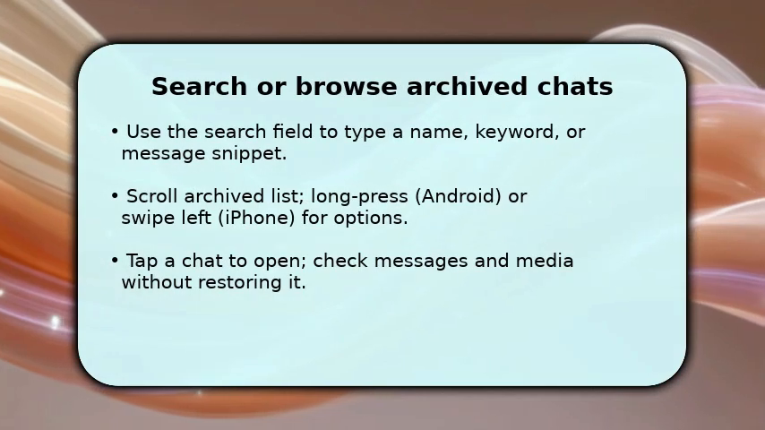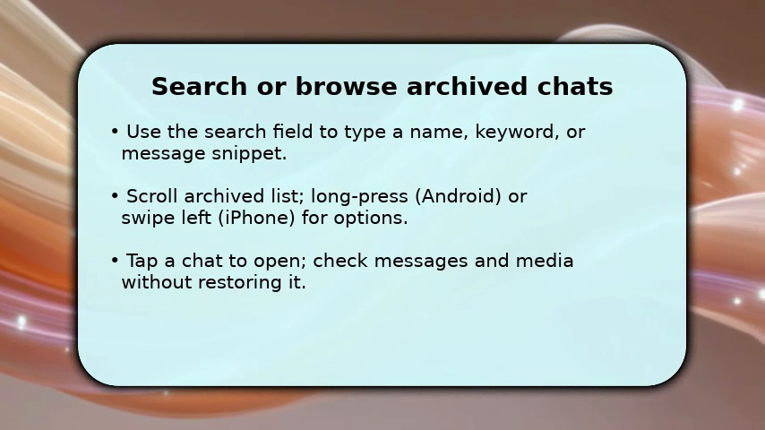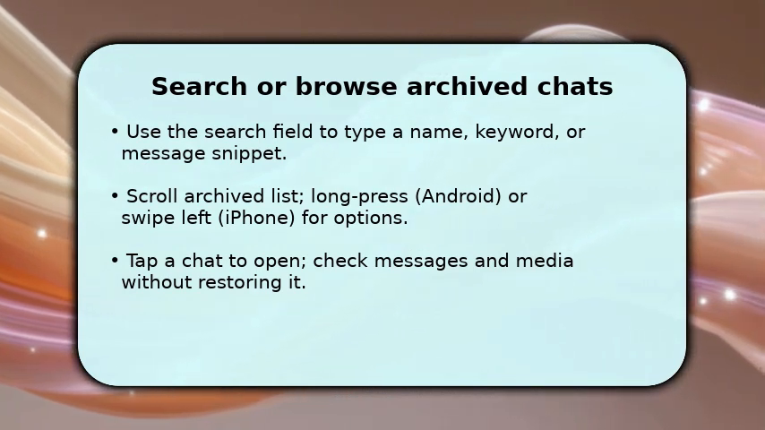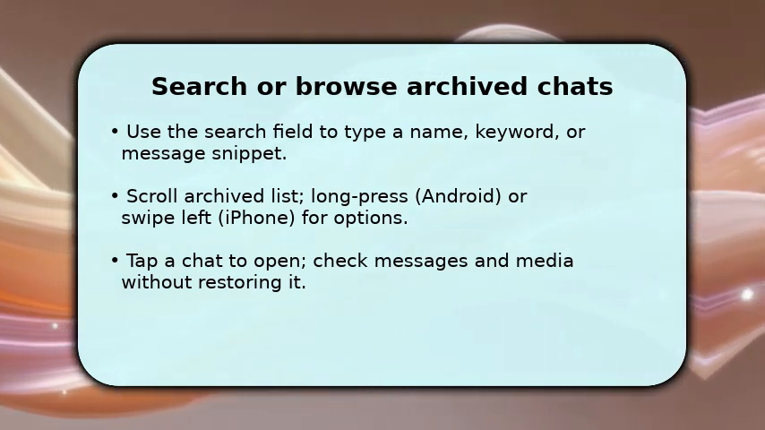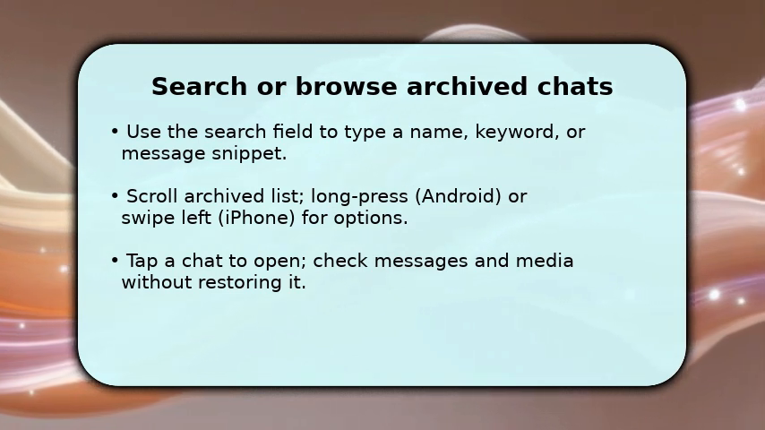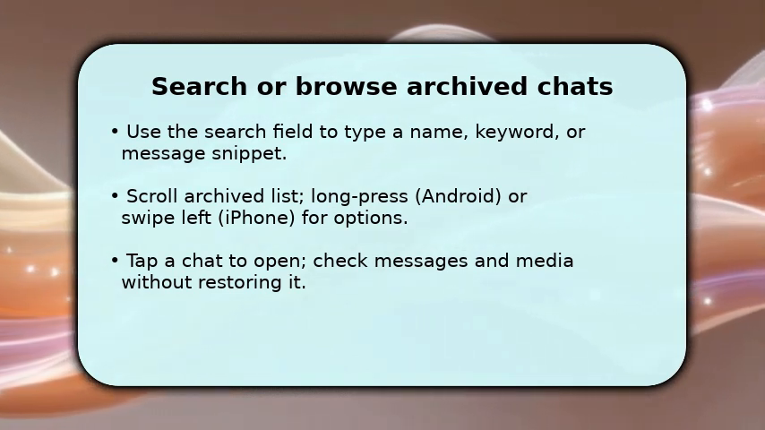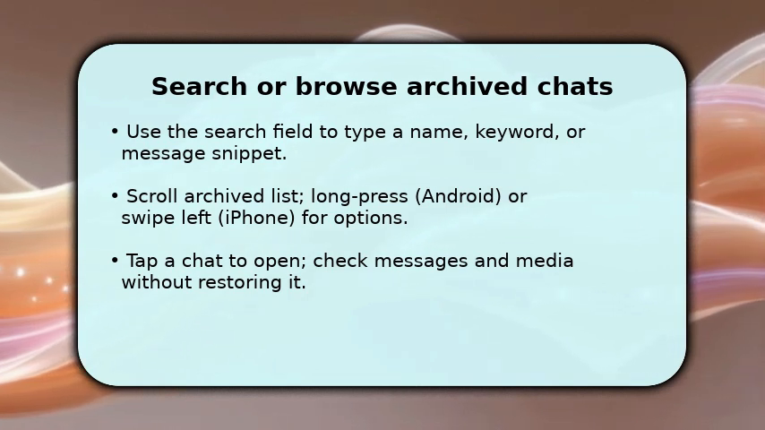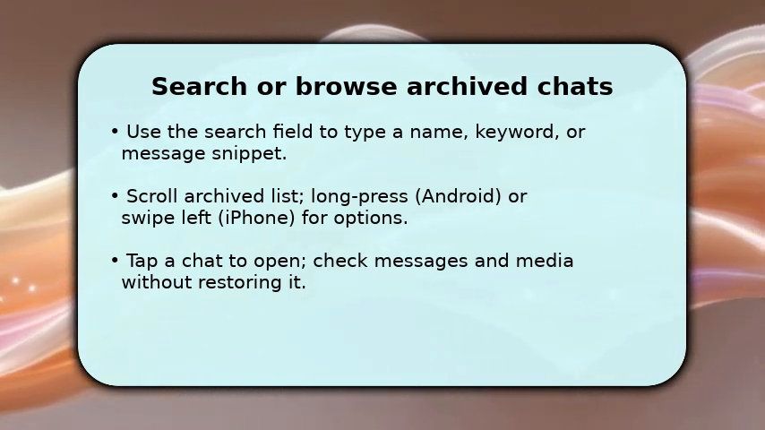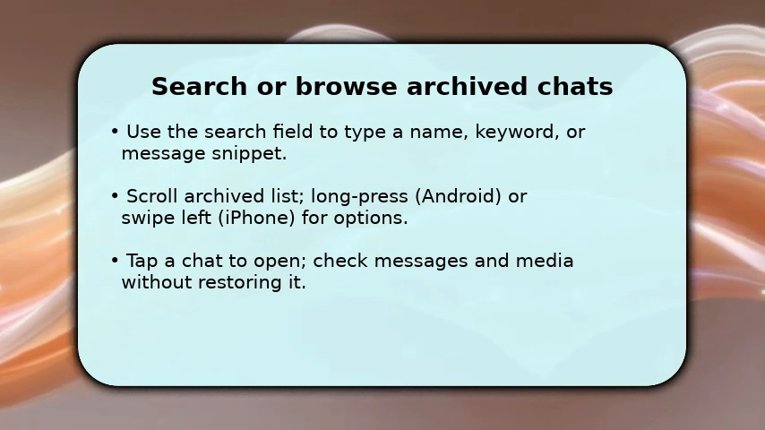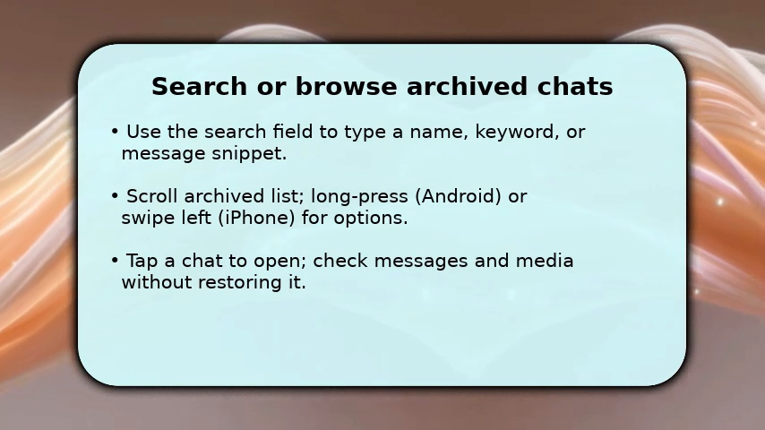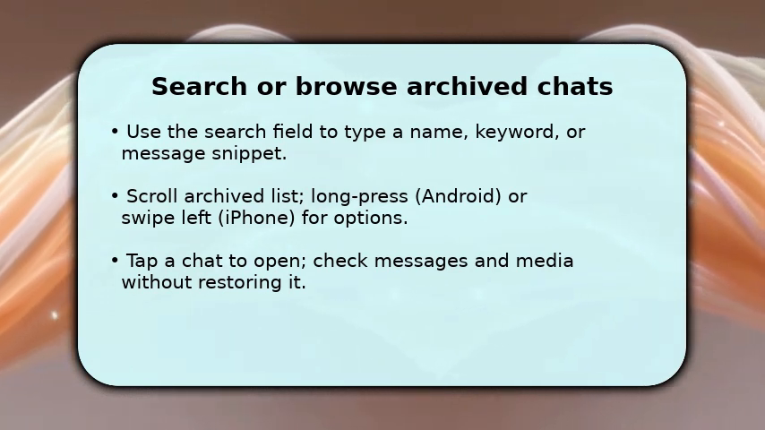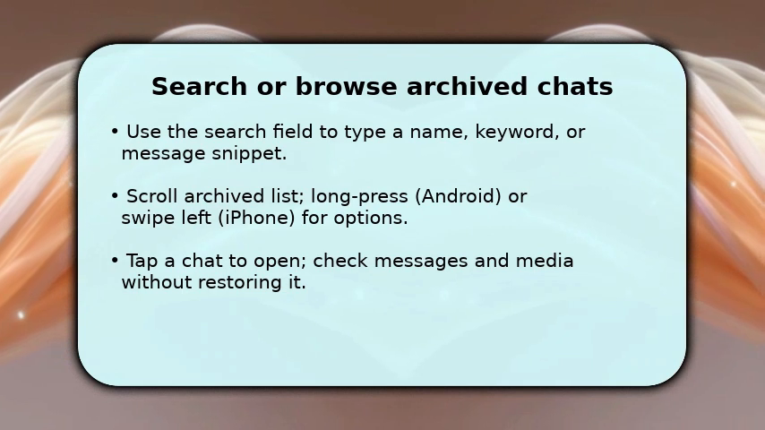Once you're viewing archive chats, use the search bar to quickly find a chat by contact name or a message keyword. This saves time versus scrolling. If you prefer manual browsing, scroll through the archive and use long press on Android or swipe left options on iPhone to reveal actions like unarchive, mute, or delete. Tap any archived chat to open and read messages and media. Opening does not automatically restore it unless you explicitly unarchive, so you can inspect content.